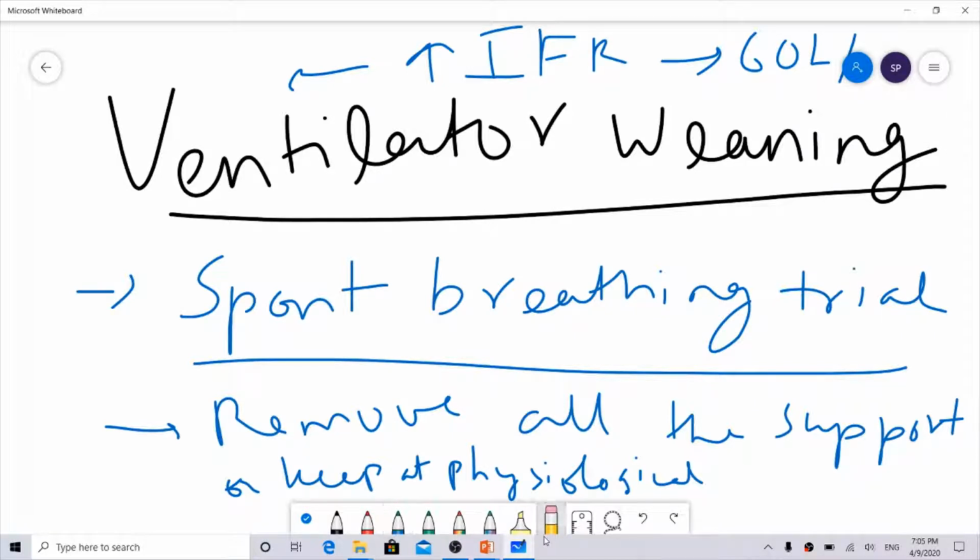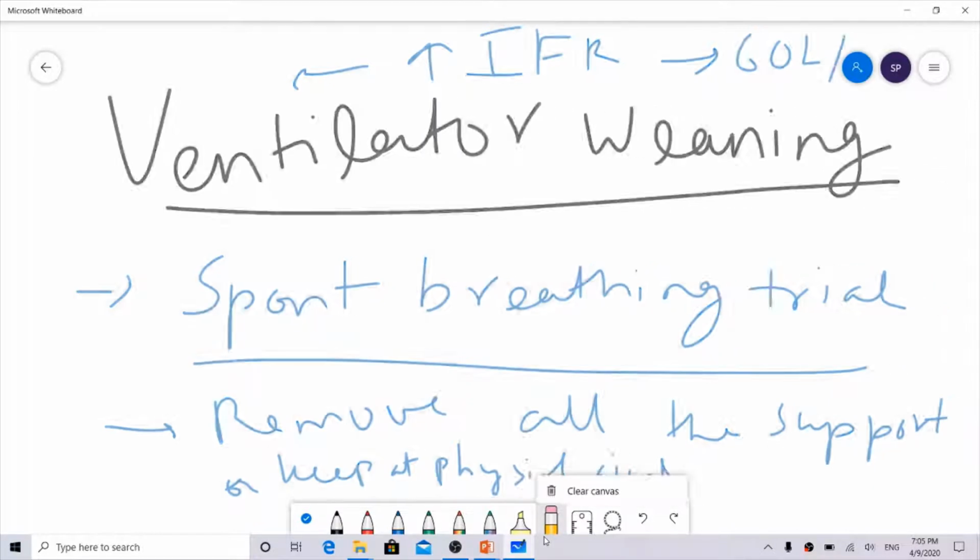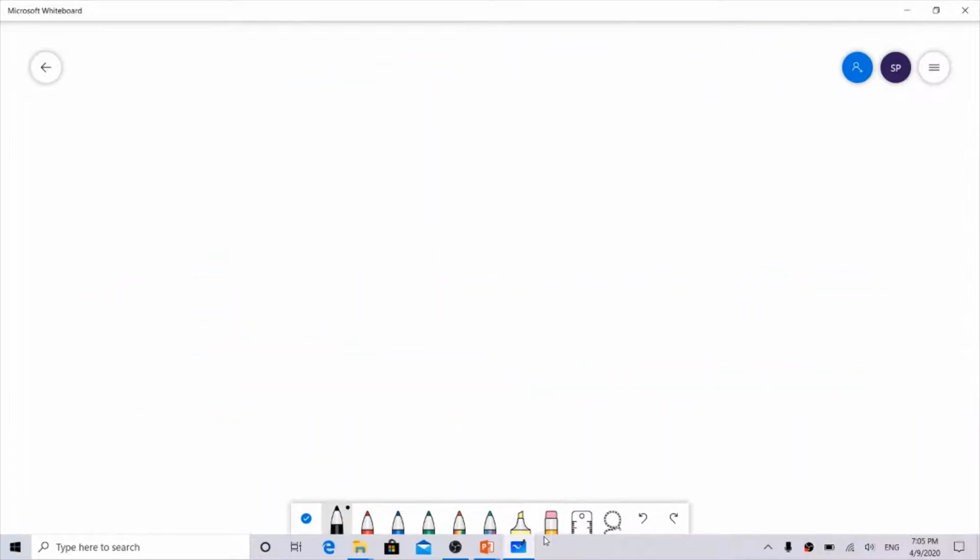If the patient is stable for a few hours, then that's considered to be a positive spontaneous breathing trial. It means that the patient can breathe normally even when you take the patient off the ventilator. So this is very, very important. That is the first thing you do.